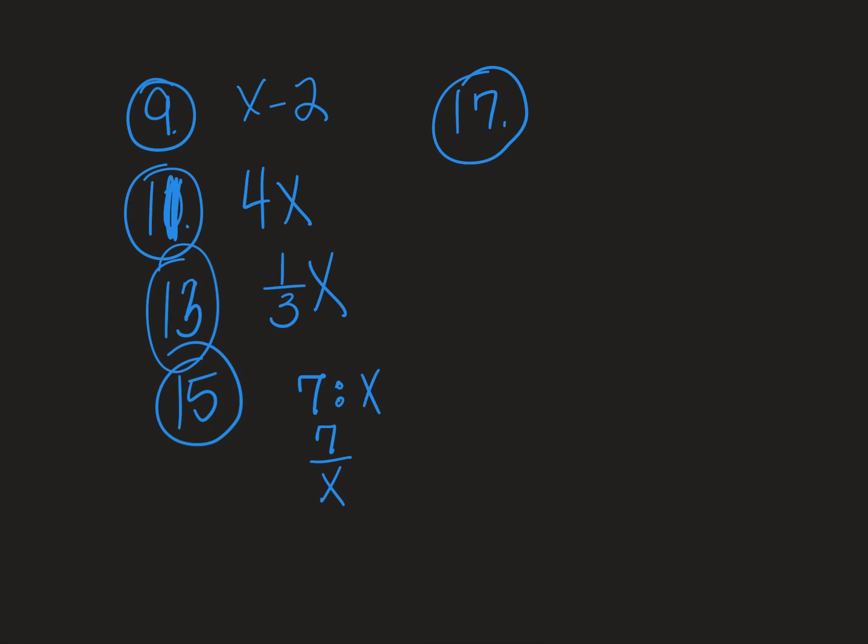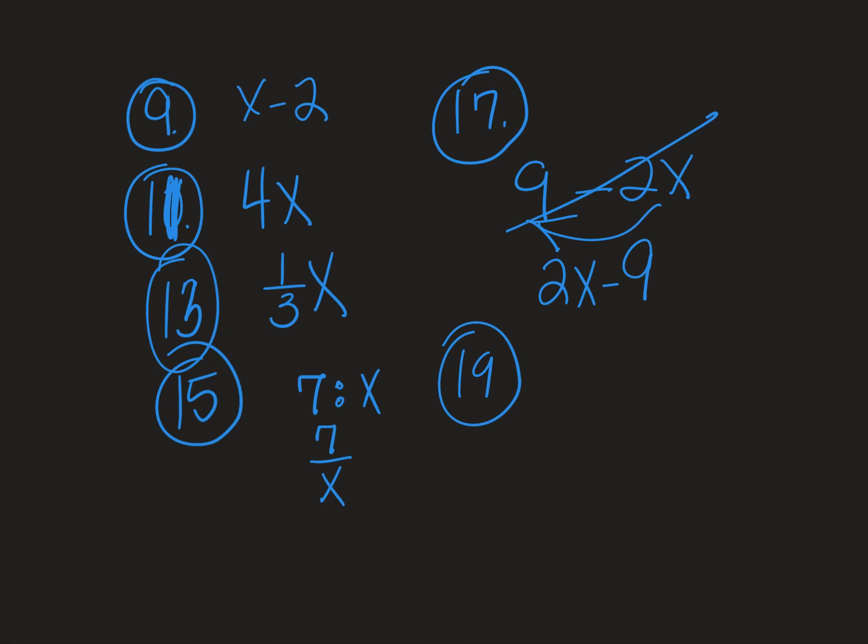Number 17 says 9 less than twice a number. So you would say that it is written like this: 9 less than twice a number. However, it has the keywords less than, so you're going to switch the order. So your final answer is 2x minus 9. Okay? Now let's look at 19 in your textbook as well. You have 2/3 of a number is 8. Okay, 2/3 of a number is multiplying, and the word is always the equal sign, 8.